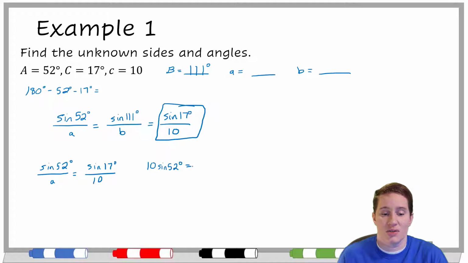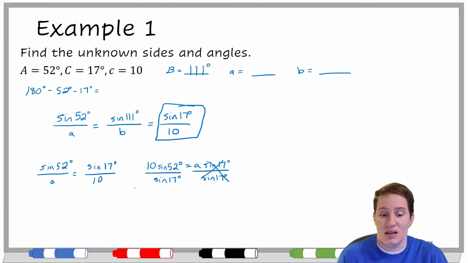We'll use our calculator for that. But for now, so I don't end up rounding, I'm just going to write 10 sine 52. Then the other direction is a times sine 17. So that would be a sine 17. Again, this is a number. Sine 17 is a number. And so to solve for a, we need to divide by whatever sine 17 is on both sides.